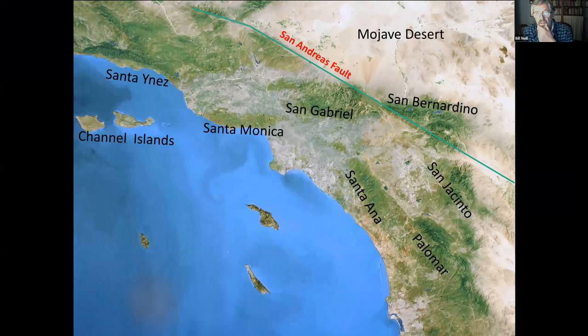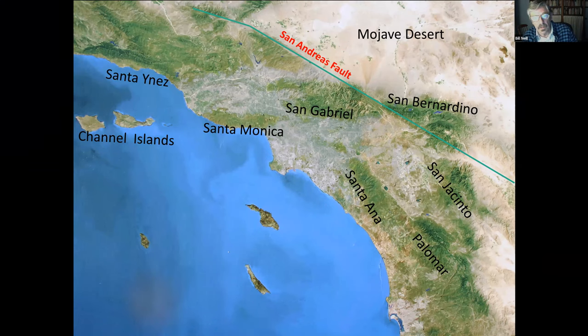So first, the general overview. Here are the mountain ranges of Southern California, and it shows the San Andreas Fault coming between the desert and through Cajon Pass, and then San Gorgonio Pass, and out to Salton Sea. There are other subsidiary faults to the San Andreas that are responsible for the other mountain ranges, and I'll show you those in a minute.